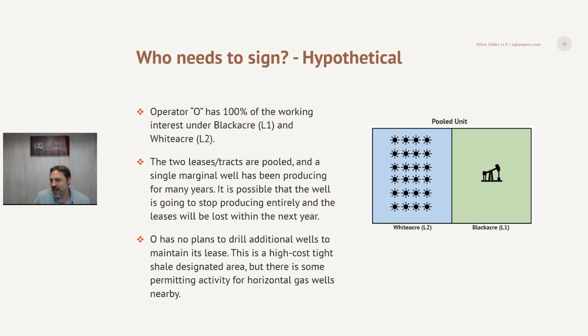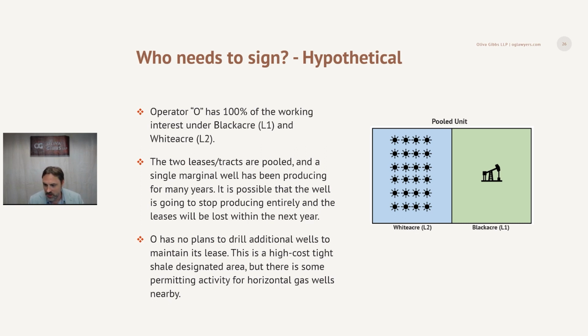So here's a hypothetical, and I kind of piecemealed it together out of a number of these different types of questions I've had and negotiations I've been in. So it's not to say that you're going to run into this exact situation, but I think this helps demonstrate some of the points that I'm trying to make here. Let's say we've got an operator O who has 100% of the working interest under Black Acre and White Acre, so lease 1 and lease 2. And these tracts have been pooled. So we've got a single old marginal stripper well, producing for many years. Very possible this well is going to stop producing entirely soon.